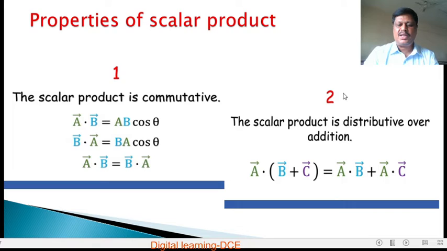The second property is that the scalar product is distributive over addition. That means A dot (B plus C) is equal to A dot B plus A dot C. So A dot (B plus C) is equal to A dot B plus A dot C. That means the scalar product is distributive over addition.